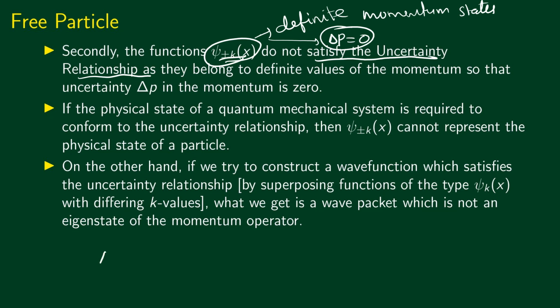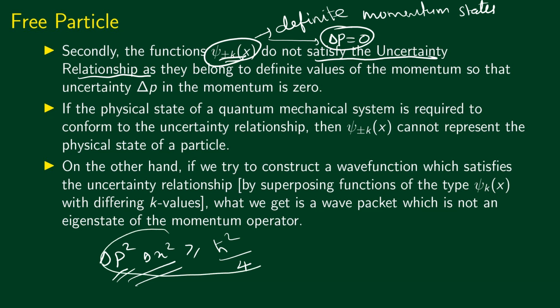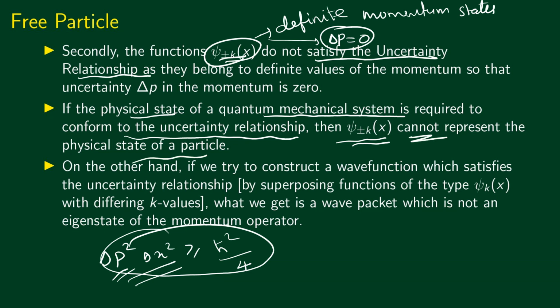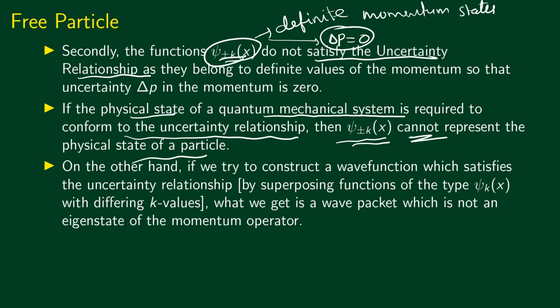Now, the uncertainty relationship we wrote was something like this: delta p square delta x square is greater than or equal to h bar square divided by 4. Now this relation wouldn't be satisfied if delta p is equal to 0. But any physical state of a quantum mechanical system has to conform to the uncertainty relationship. That means that psi plus minus k of x cannot represent the physical state of a particle.